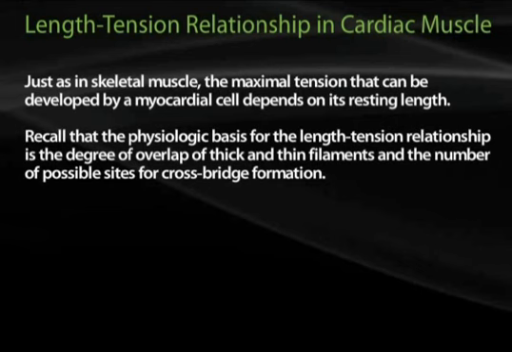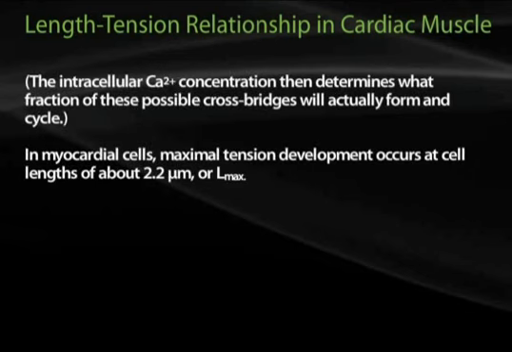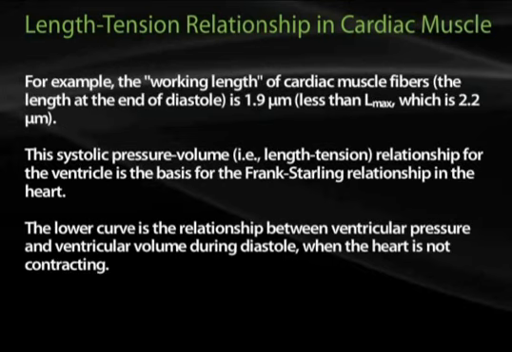Just as in skeletal muscle, the maximal tension that can be developed by a myocardial cell depends on its resting length. Remember that the physiologic basis for the length-tension relationship is the degree of overlap of thick and thin filaments and the number of possible sites for cross-bridge formation. The intracellular calcium concentration then determines what fraction of those possible cross-bridges actually form and cycle. In myocardial cells, the maximum tension development occurs at cell lengths of about 2.2 microns, which is the Lmax. For example, the working length of cardiac muscle fibers, which is the length at the end of diastole, is 1.9 microns, which is less than the Lmax, which is 2.2.